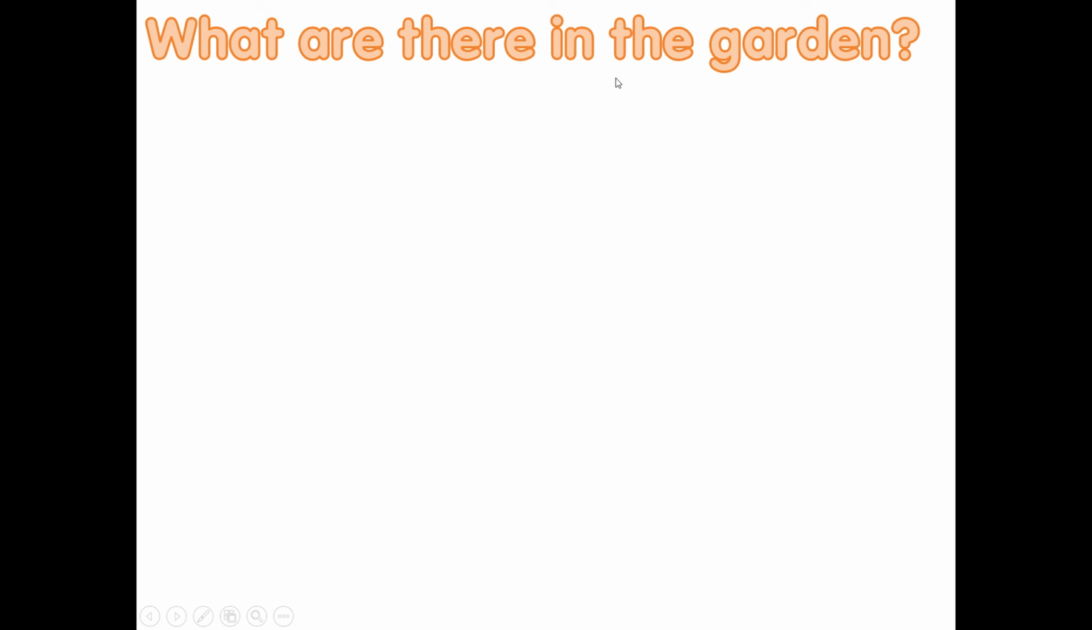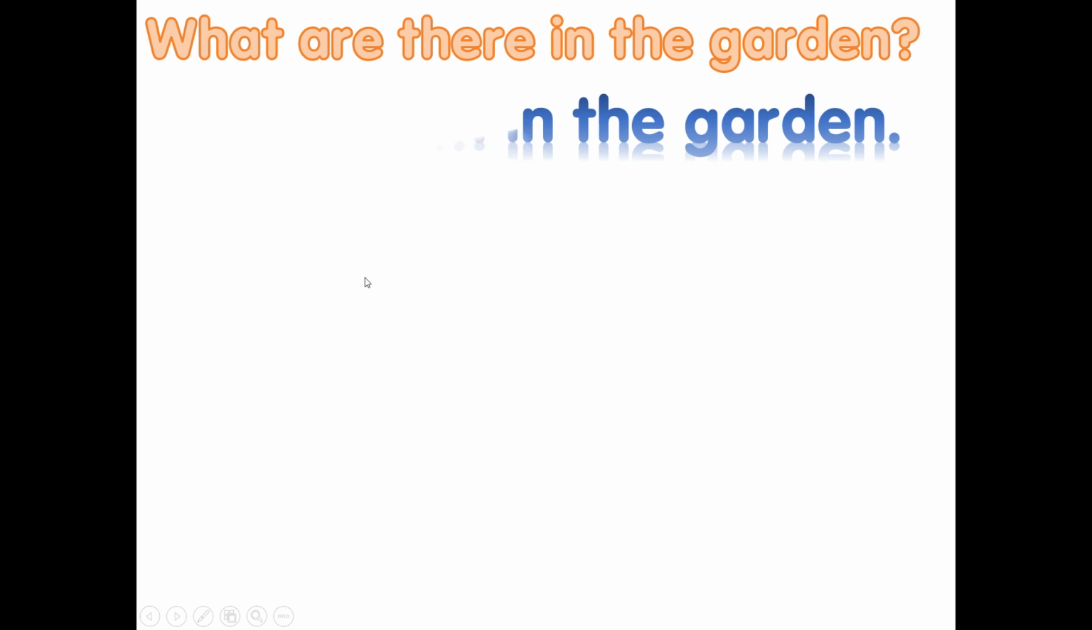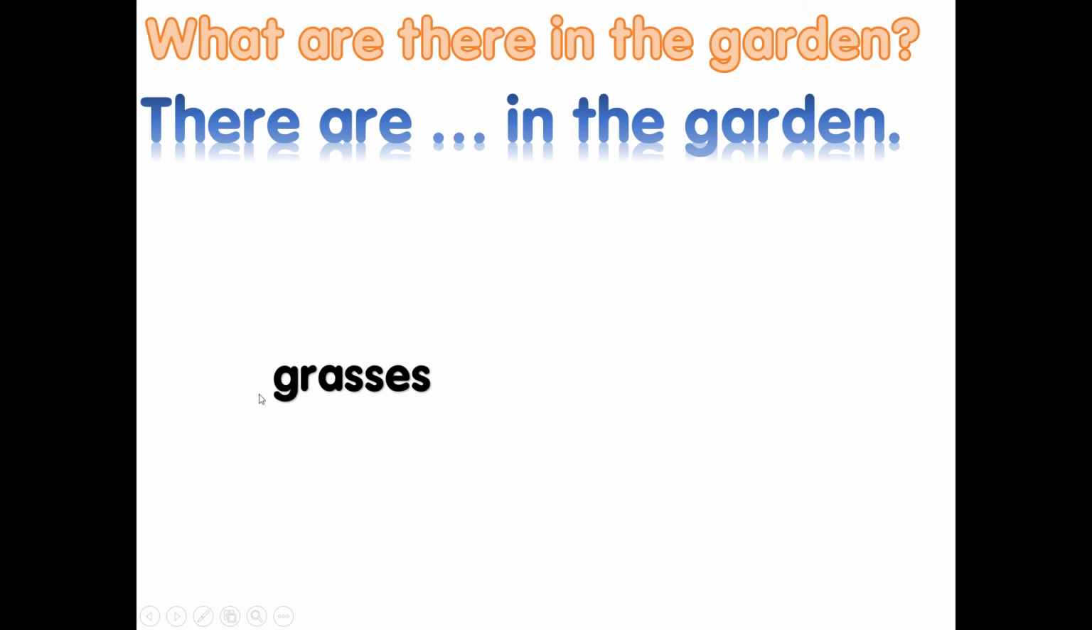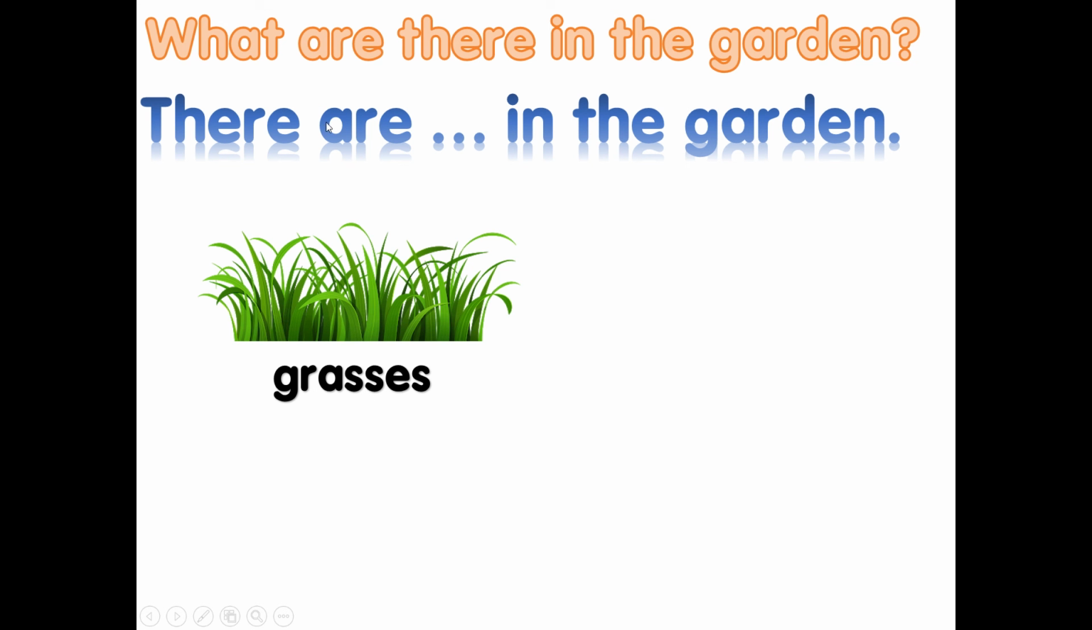So, what are there in the garden? They are grasses. How to spell grasses? Grasses. What are grasses? 草. So, there are grasses in the garden. There are grasses in the garden.